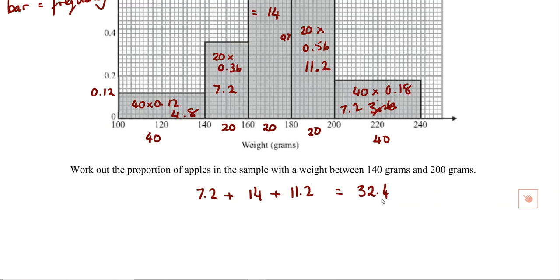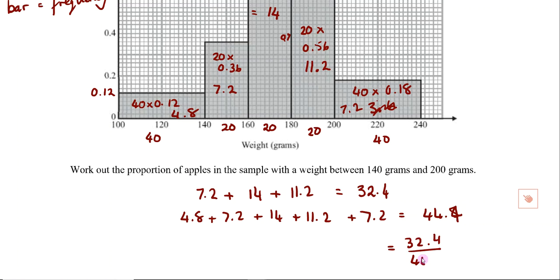And then it says what proportion of apples. So I need to know the total. So it's 32.4 out of 4.8 plus 7.2 plus 14 plus 11.2, which is 44.4. So the proportion is 32.4 divided by 44.4, which gives you 72.97.